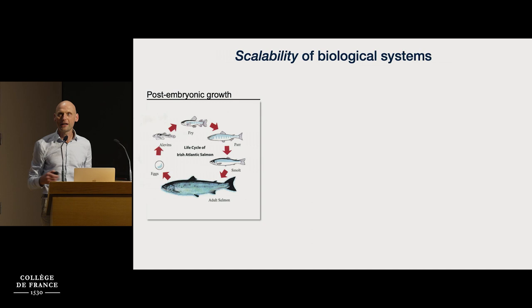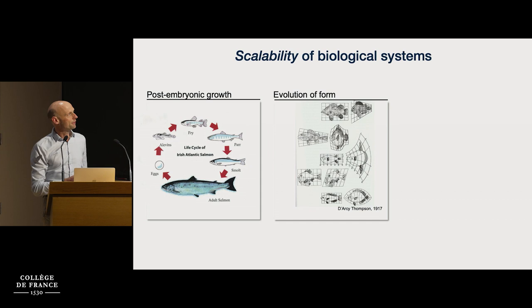And this means, of course, that whatever development has established at post-embryonic stages of the life cycle still has to be able to grow and to scale massively. Second example of scaling is, in this case, of course, the animal keeps its overall proportions.